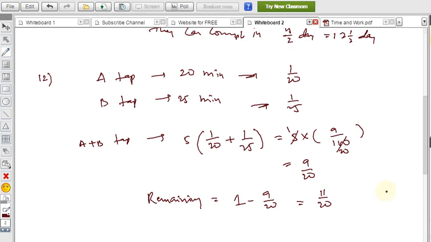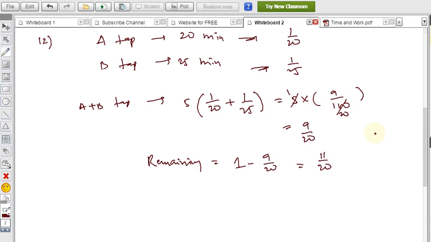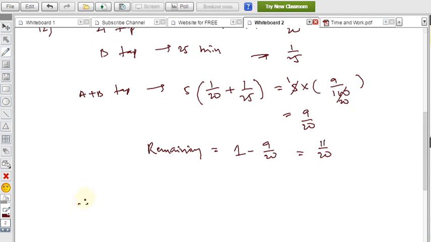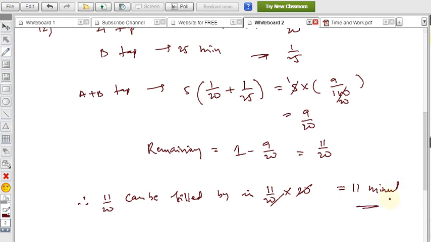So the 11 by 20 part can be filled by the other tap, because A tap can fill in 20 minutes. The 20 cancels, that is 11. So 11 minutes it can complete filling the tank.